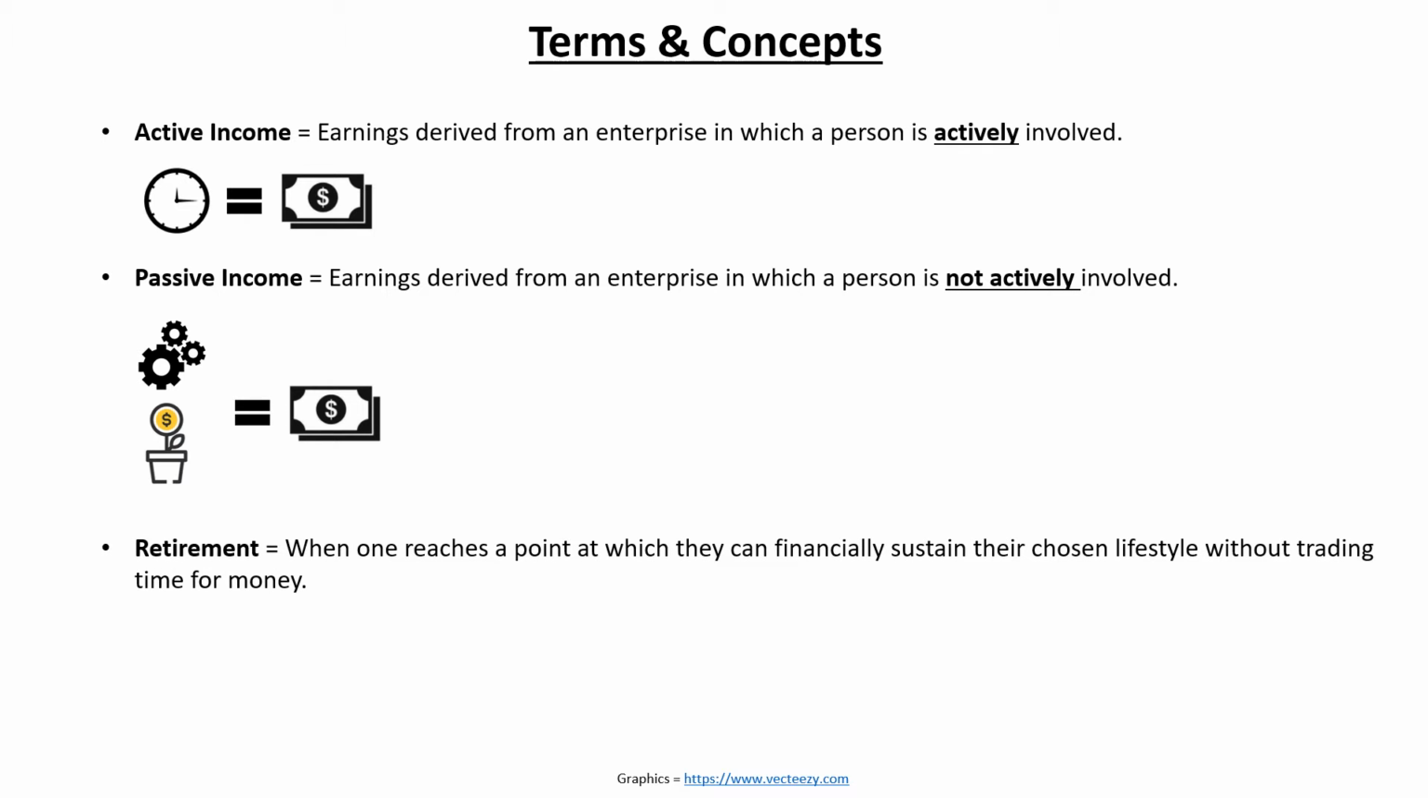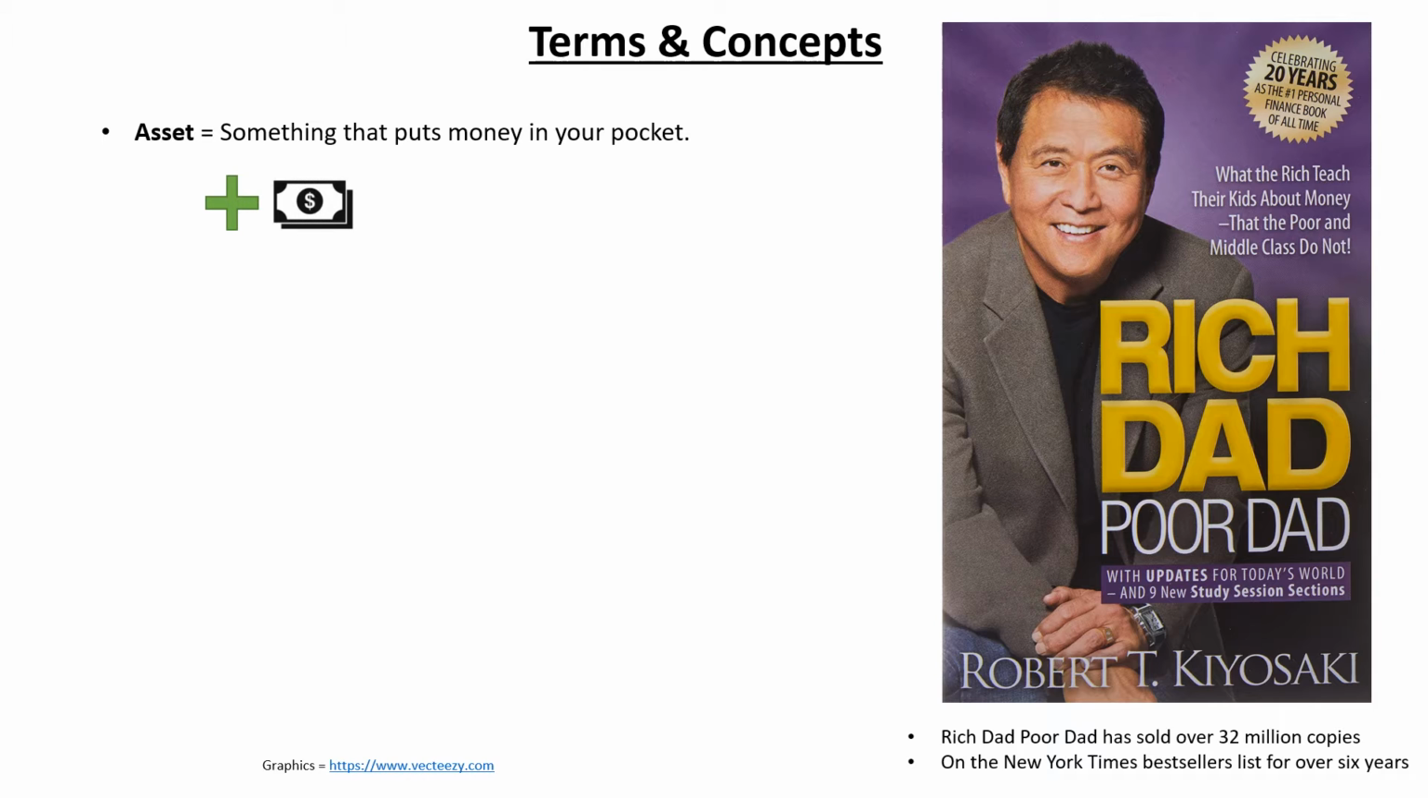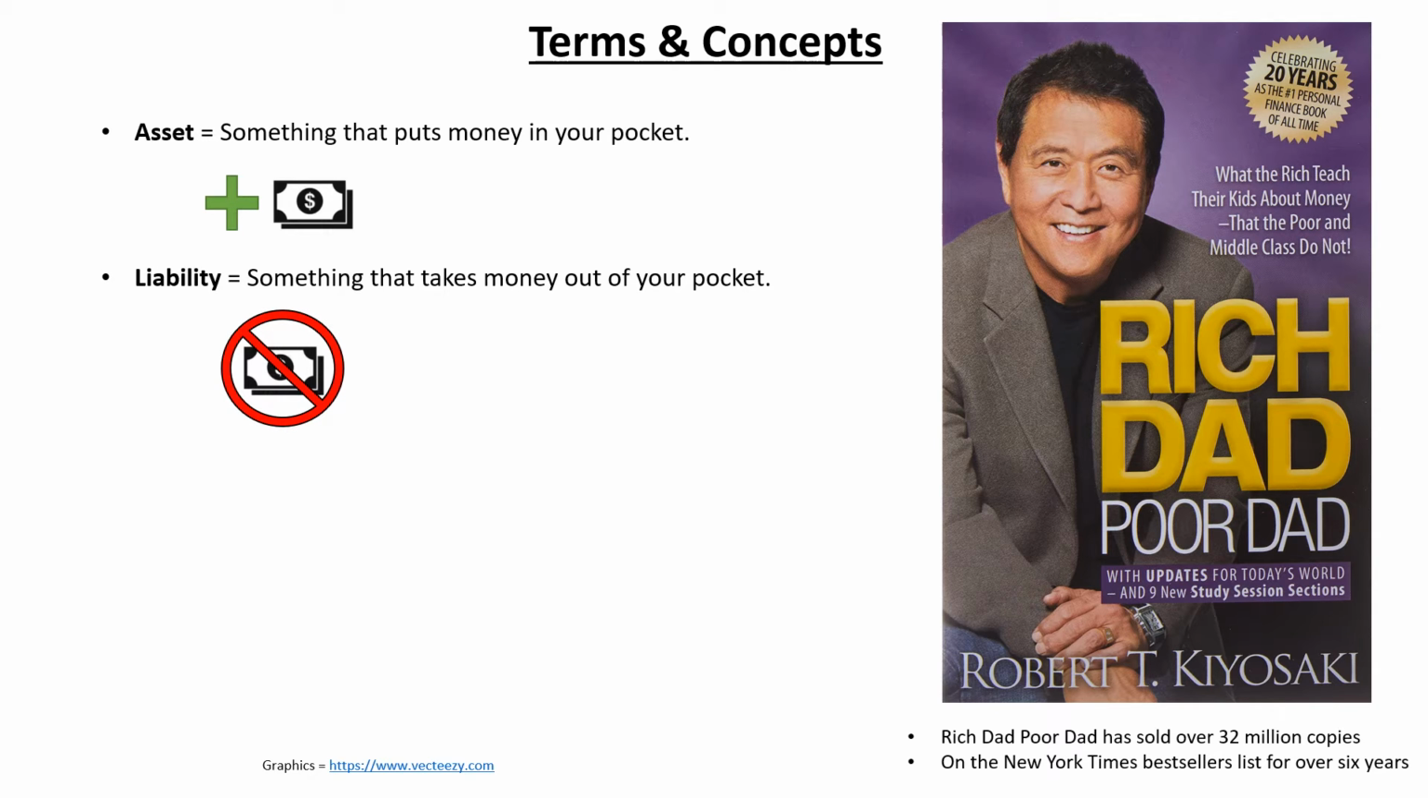Next is retirement. I define retirement as when one reaches a point at which they can financially sustain their chosen lifestyle without trading time for money. This is when your money makes you money. The next two terms are those of Robert Kiyosaki, the well-known author of the best-selling book Rich Dad, Poor Dad. The first term is asset. Robert defines an asset as something that puts money into your pocket. The next term is liability. He defines this as something that takes money out of your pocket.